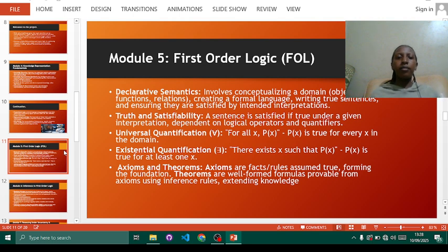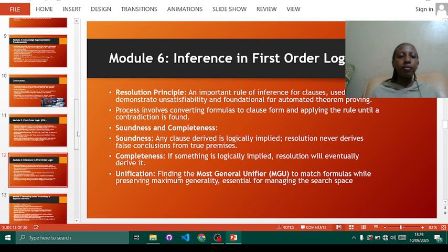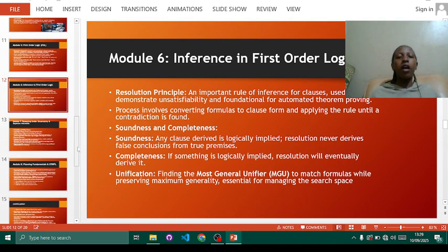There is universal quantification, for all, and existential quantification, there exists. We have axioms and theorems. All were in first order logic. Then inference in first order logic.